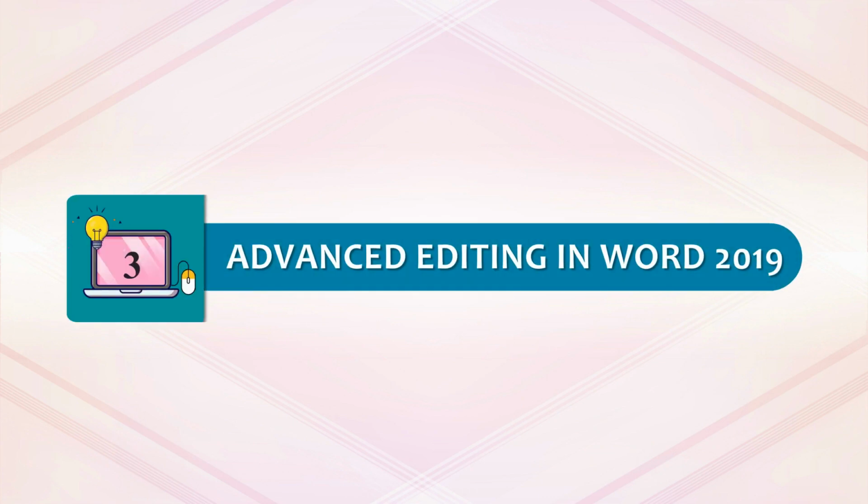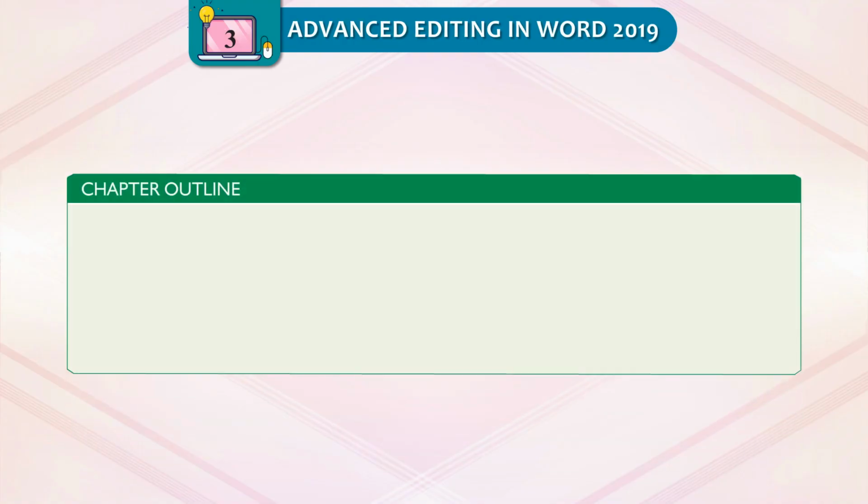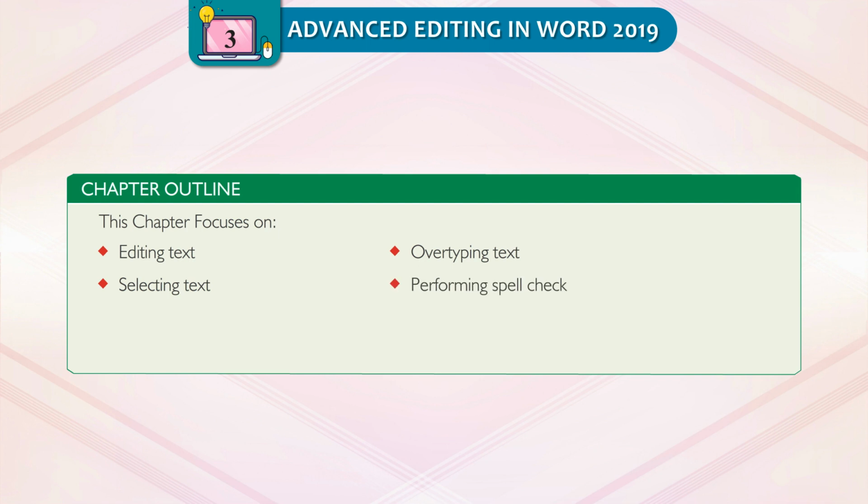Lesson 3. Advanced Editing in Word 2019. Chapter Outline. The chapter focuses on editing text, overtyping text, selecting text, performing spell check, modifying text, finding and replacing text, inserting text.